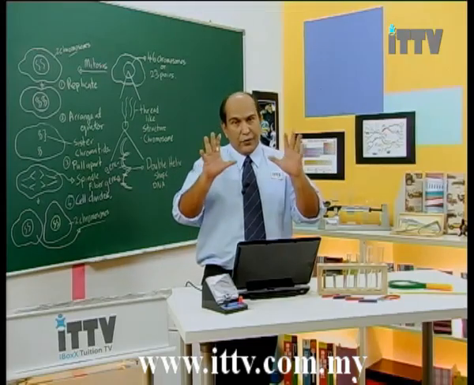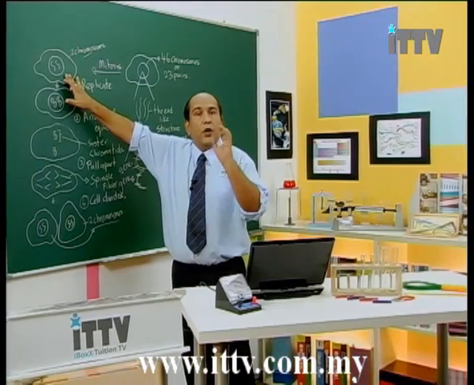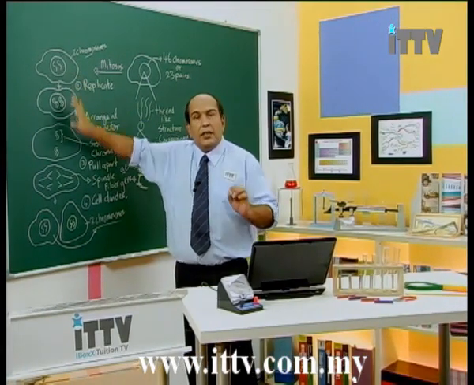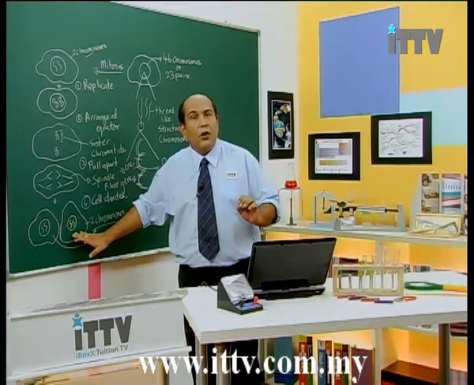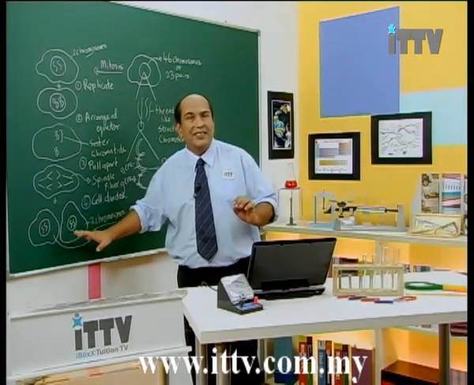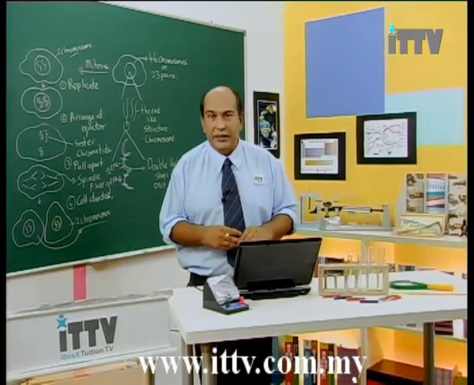So our original cell up here is called the parent cell. The two cells that we make down here are called the daughter cells. So we start with a parent and we create two daughters.